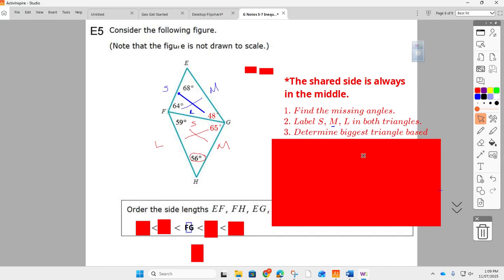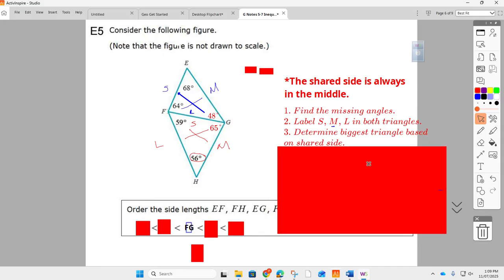We're going to determine the biggest triangle based on the shared side. We can determine biggest or smallest, it doesn't matter. What does that mean? That means, looking at this top triangle, the shared side is the longest side, right? So there's no side in this triangle that's longer than FG. In the bottom triangle, there's no side that's shorter. This is the very shortest side in this triangle. So based on that, if this is the same length, I know this triangle is the biggest triangle.